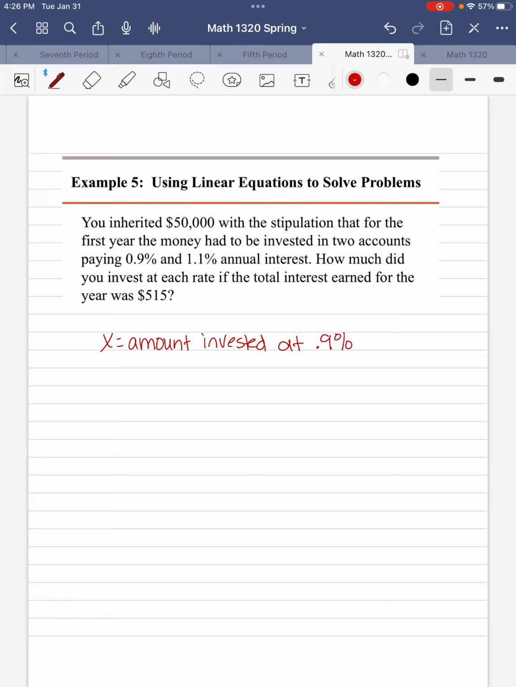Okay, so now we want to represent the other quantity in terms of x. So like the 1.1% basically. And so to get that, that would be $50,000, which is the amount of money we inherited, minus x, which is the amount invested at 0.9%. This is going to equal the amount invested at 1.1%.